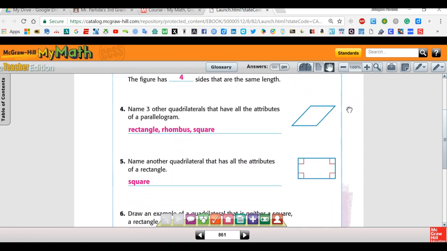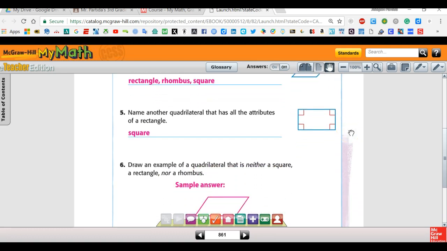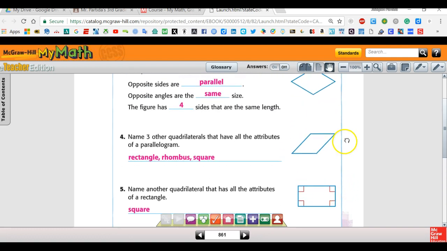Name 3 other quadrilaterals that have all the attributes of a parallelogram. That would be a rectangle, a rhombus, and a square. Another quadrilateral that has all the attributes of a rectangle. Well, almost all the attributes would be a square. The only difference is that in a square all the sides are the same length, not a rectangle. A rectangle has opposite sides that are the same length. And then don't worry about it, just work on those there.